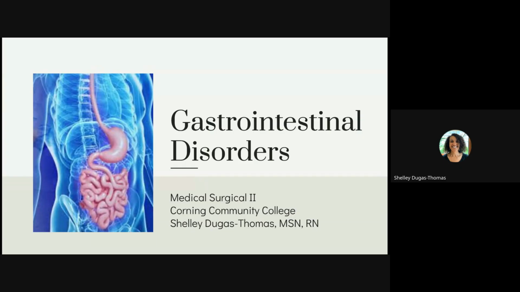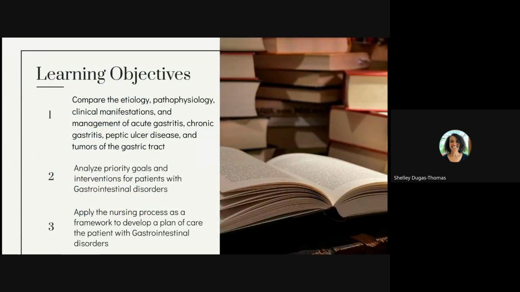Good afternoon, students. This week we're going to continue on with our GI information while focusing more on GI disorders. So the learning objectives will include looking at the pathophysiology, manifestations, and nursing framework for each one of the gastrointestinal disorders we'll discuss. More specifically, looking at priority assessments and interventions for these disorders, and more specifically doing a case study and looking at some more specific complications of these disorders.